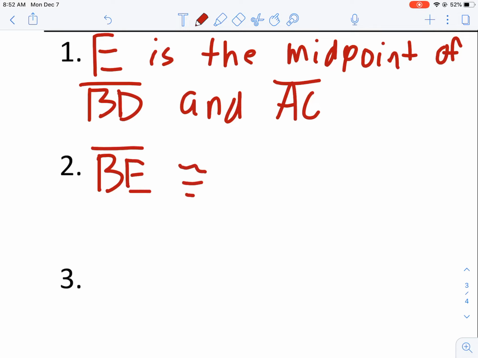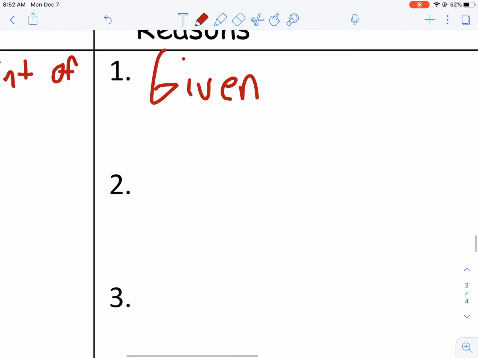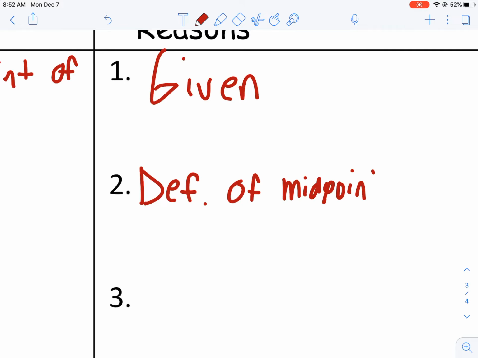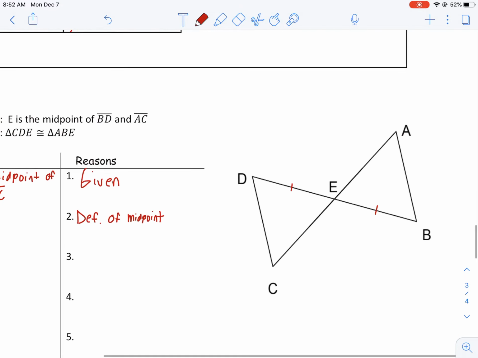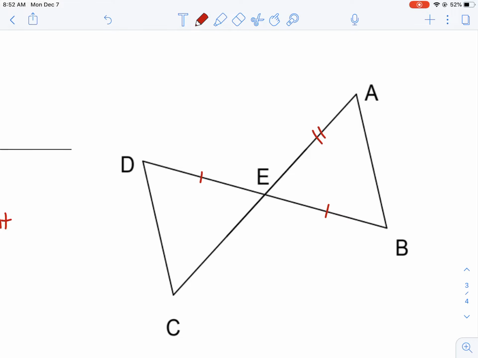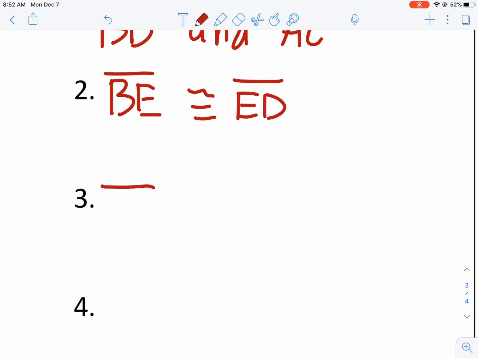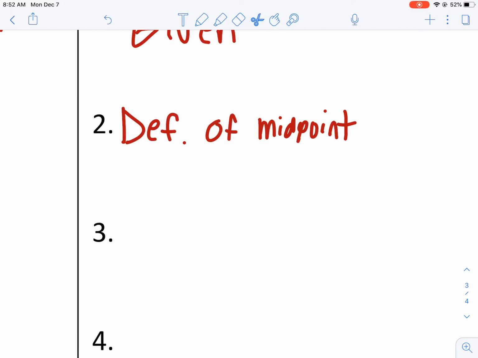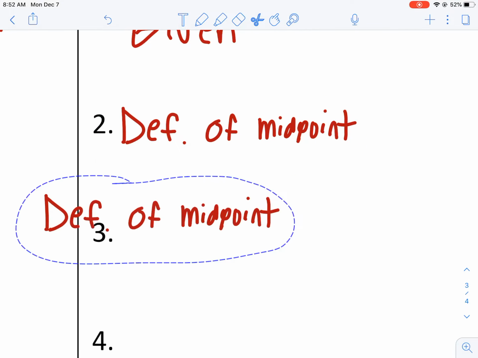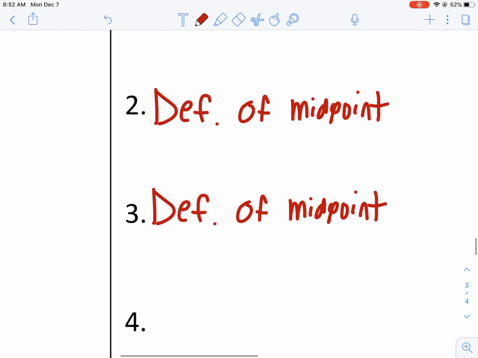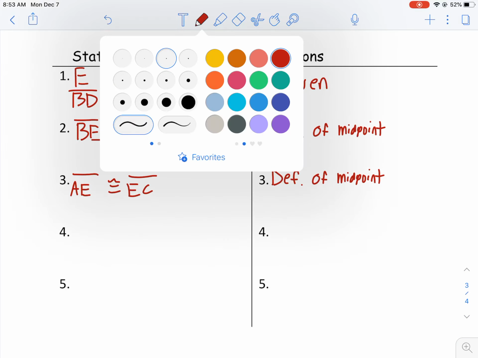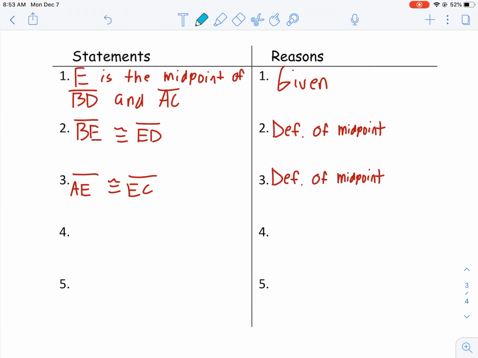BE is congruent to ED. That'd be definition of midpoint. The second thing that we've got, E is also the midpoint of AC. So we know that this segment is congruent to that segment. So that's AE is congruent to EC. And that's going to be the exact same thing, all right? Also definition of midpoint. And then, so that's already two things. So remember, we want to have three different things, okay? So we've got one right here. We've got two. We need to figure out a third.